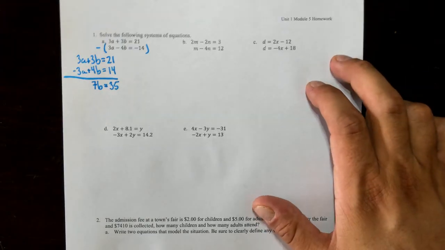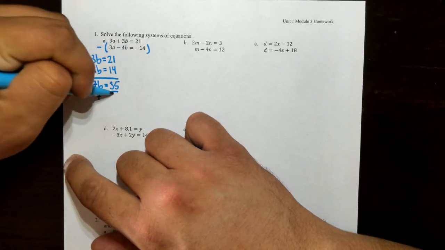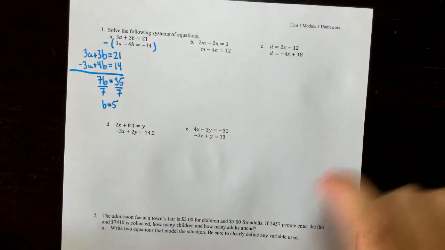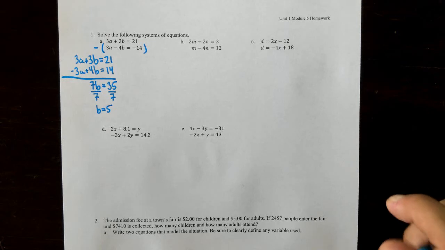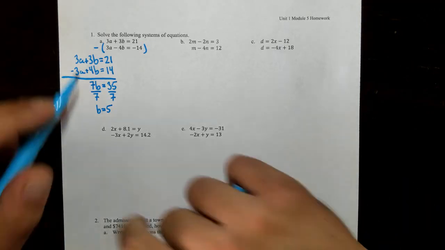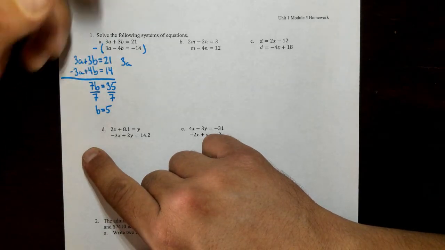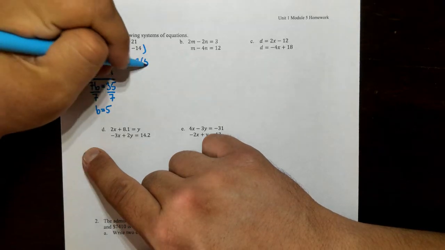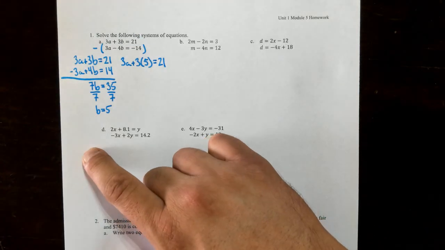At that point, I can just solve for b. I can divide both sides by 7, and b is equal to 5. Now that I've solved for b, I can plug b back into either one of the equations and solve for a. I'm just going to use the first equation. So 3a plus 3b, but b I know now is 5, equals 21, and then I just solve for a.